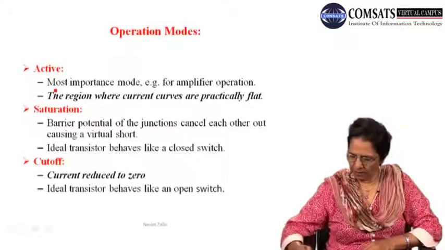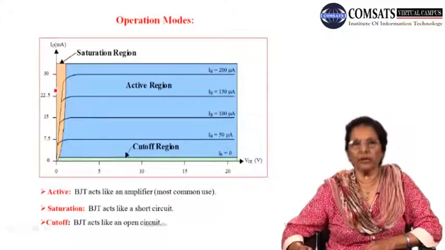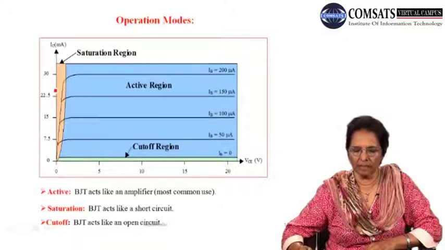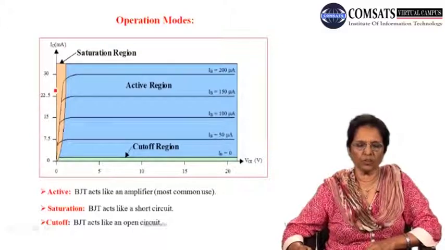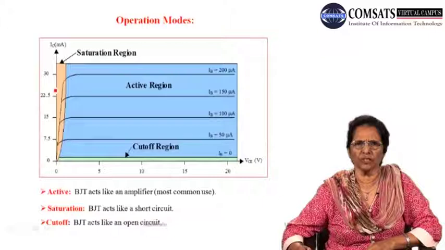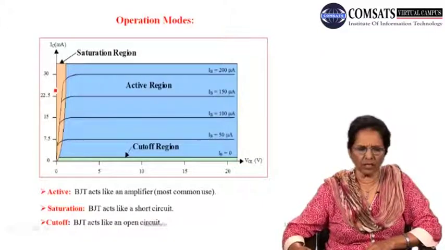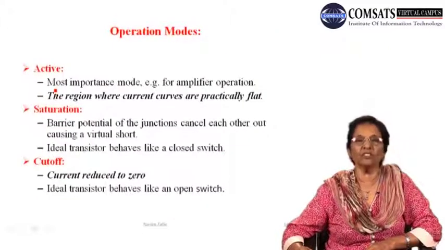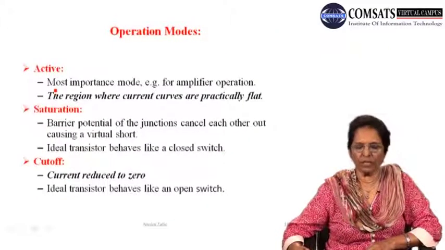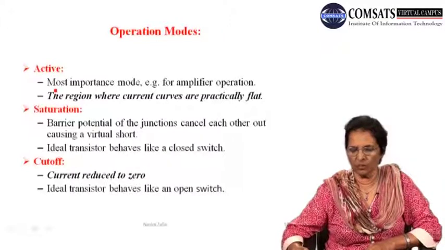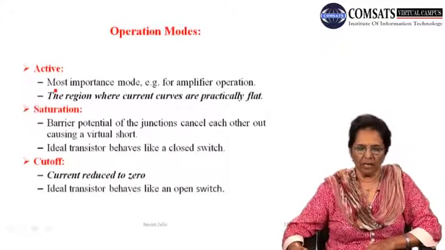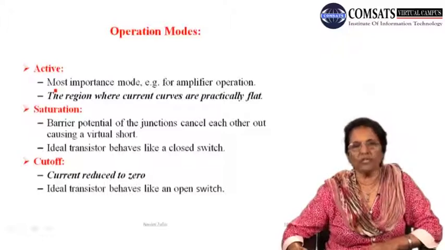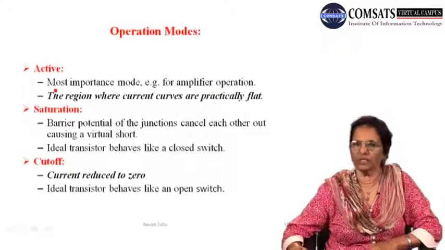Then, after this blue area marked as the active region, we discuss what the saturation region is, which is shown by the orange color here. Now, sorry, the saturation region is where the barrier potentials of the junctions cancel each other out, causing a kind of short circuit.